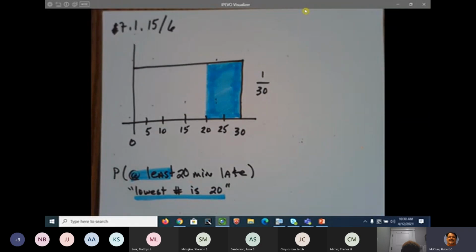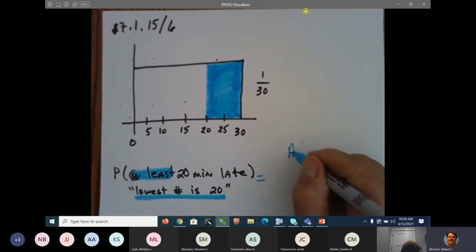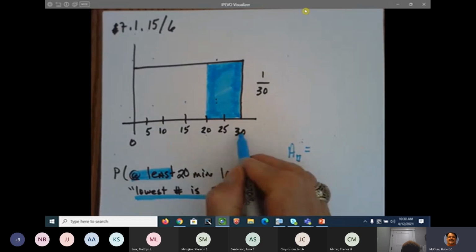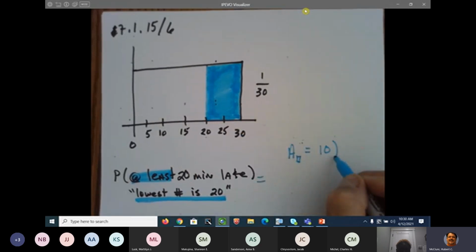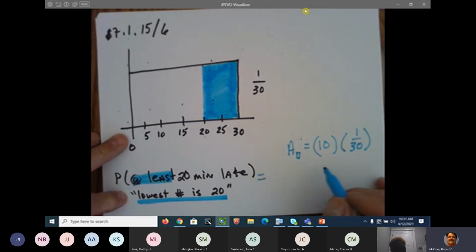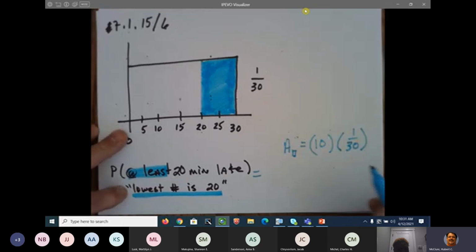So now, the probability of at least 20 is the area of a rectangle, which is equal to base, which is 10, times 1/30. And this one turns out to be just like the previous question, except it's a little bit different. So that's equal to 10/30, which is equal to 0.3333.